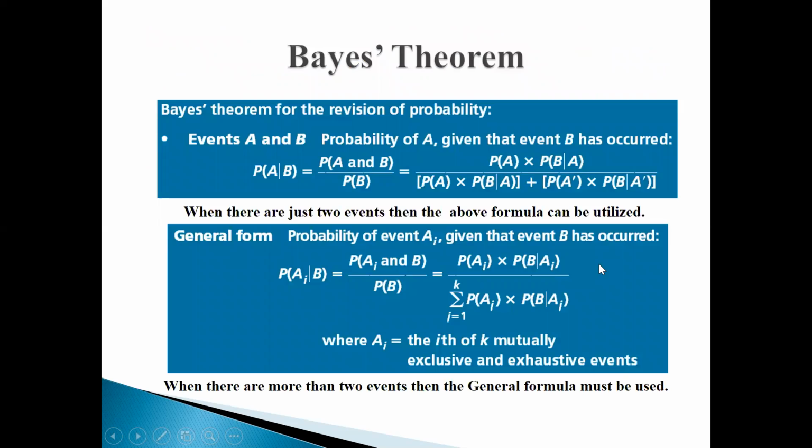Now, Bayes' theorem. This is actually for next week, but since this whole thing is kind of one chapter, I went ahead and I'm including it here, but it is actually going to be for your next week. So Bayes' theorem for the revision of probability. So events A and B.